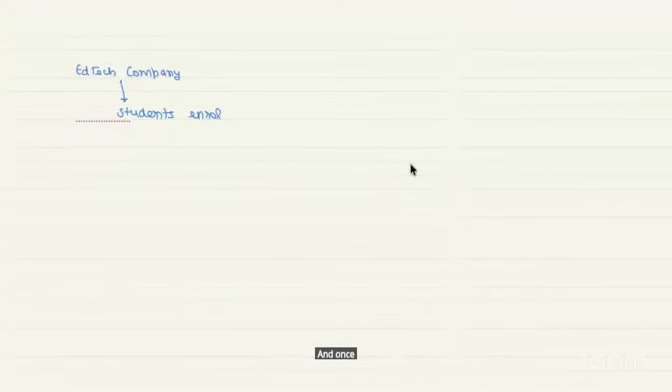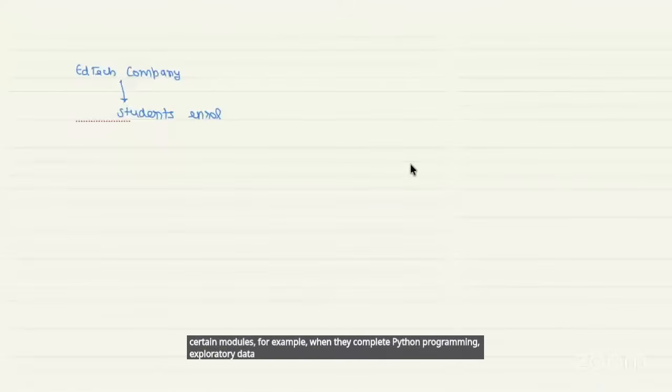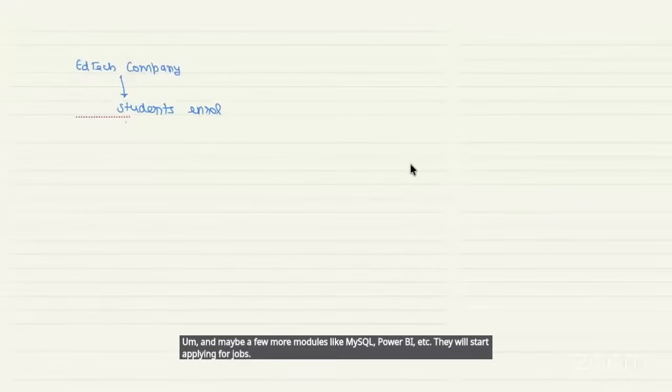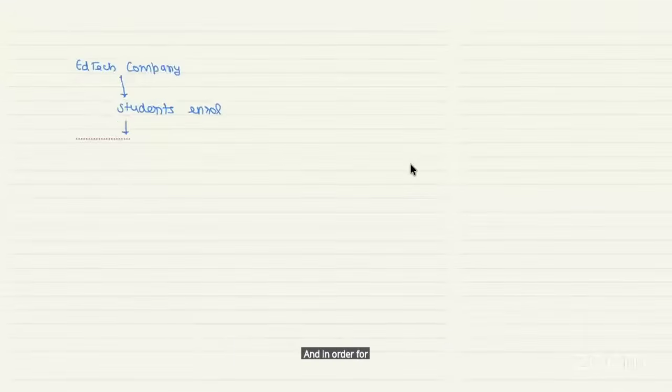Once these students complete certain modules, for example Python programming, exploratory data analysis, and maybe a few more modules like MySQL, Power BI, etc., they will start applying for jobs. In order for them to apply for jobs, what happens? Students enroll, and after completing the course or a few modules, they start applying for jobs.